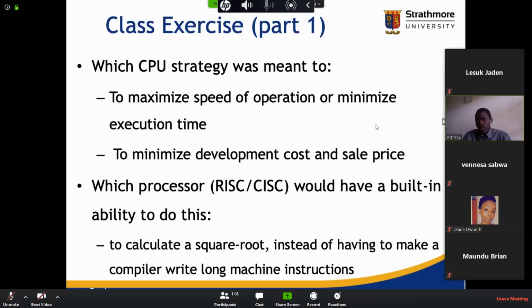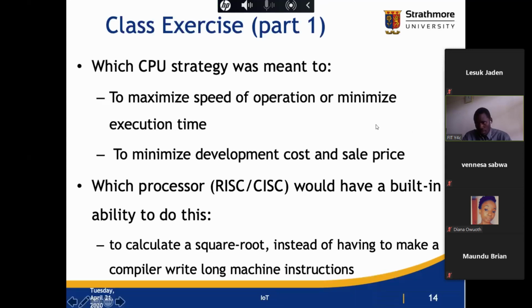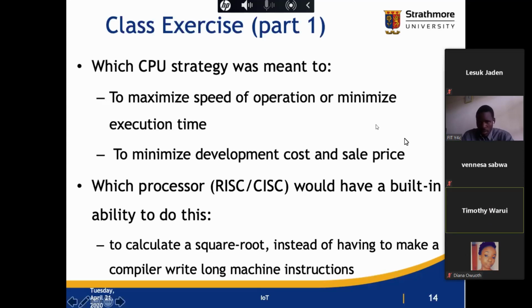Okay, Timothy. It is RISC. Why RISC? Because there's no need to compile the instruction sets. They just get processed at the processor. Okay. Something like that. I'm not sure. Okay, that's good. Anyone else?